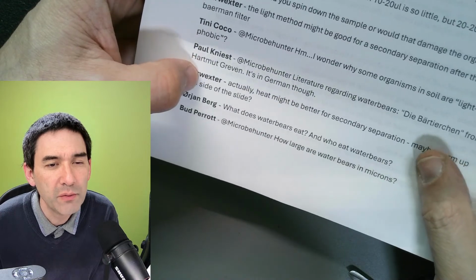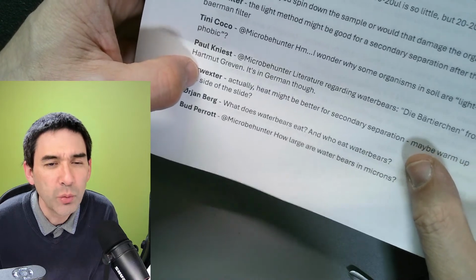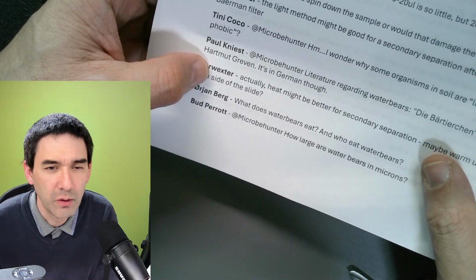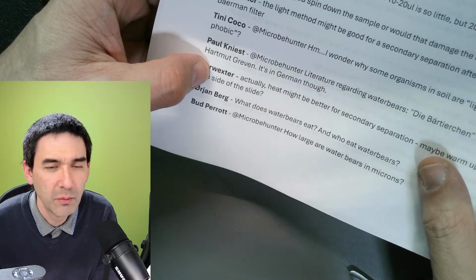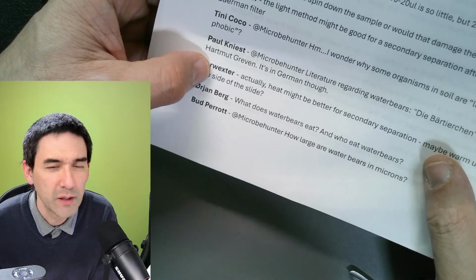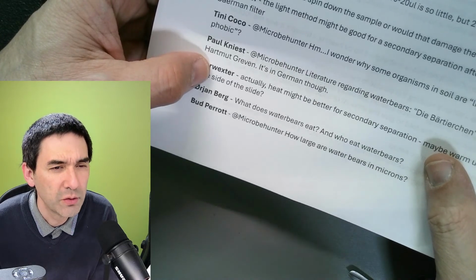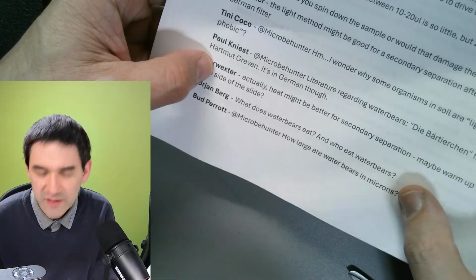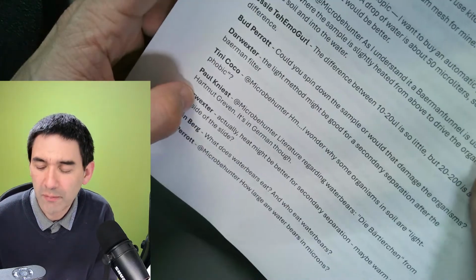What does a water bear eat? Bacteria. Who eats water bears? I don't know, it would be interesting. Obviously organisms that are bigger, but I wonder what that could be. So we talked about the size, approximately 120 microns or larger. And what time is it? Because I still want to try this other water sample here.